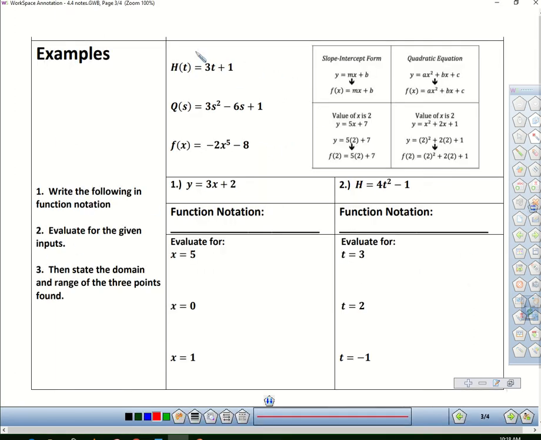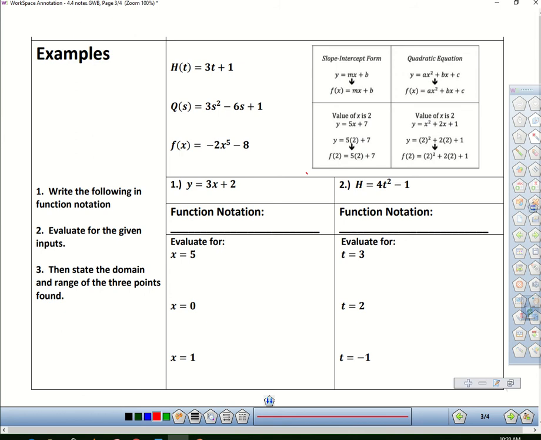So we have three functions here, and functions can be in several forms, slope-intercept form, or a quadratic equation. And it says here to write the following in function notation. To take a function and put it into function notation, we take our equation, which is typically y equals something, and we need to get it into what we call function notation.